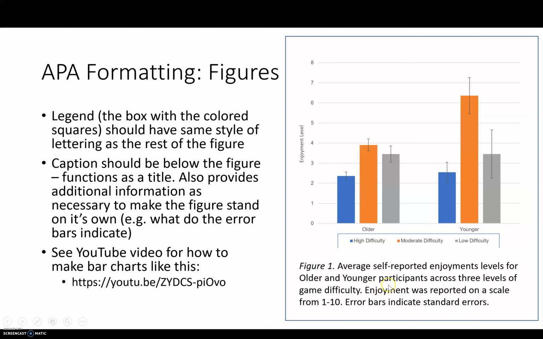Including this sentence on enjoyment was reported on a scale from 1 to 10 may not be necessary if that's detailed in the text sufficiently, but I think that would be a good thing to have in this case, and when you're reporting on this assignment, or things along those lines, like what is this data, what's the range of values, what is it taken from. Okay, all right.